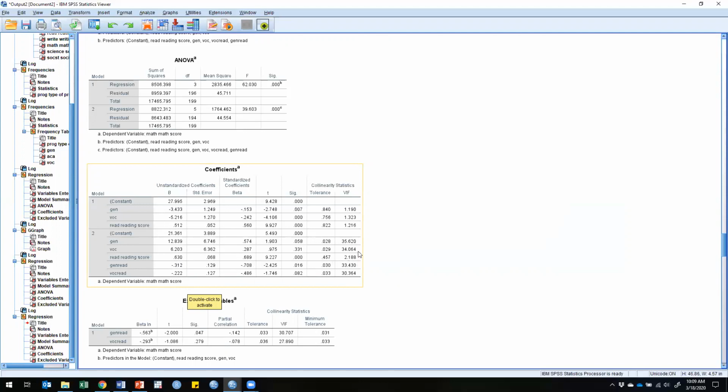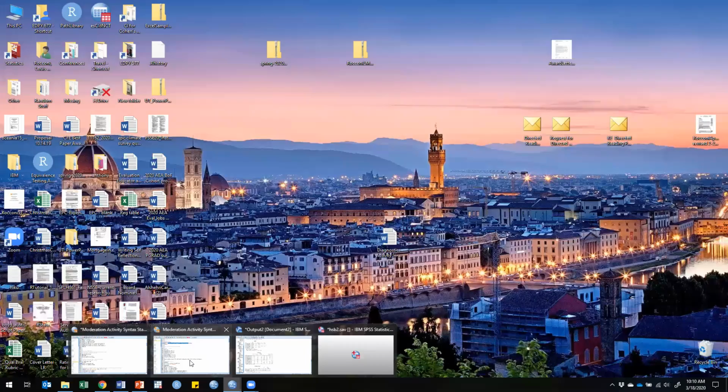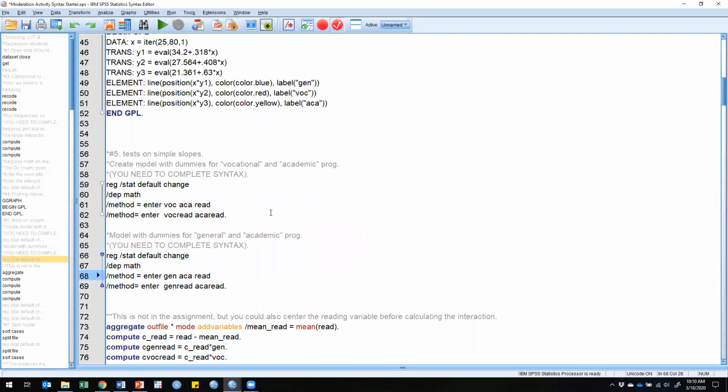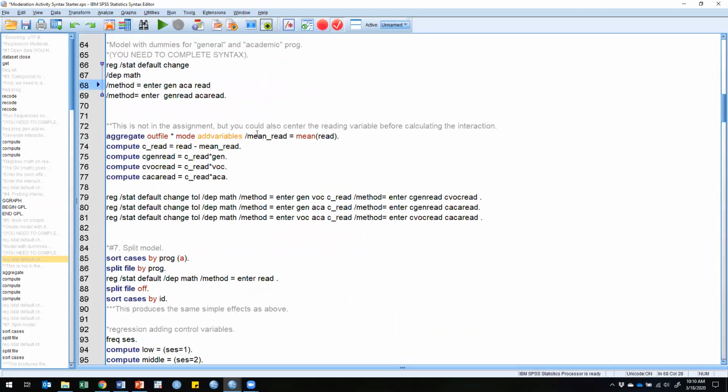What people will do to reduce the multicollinearity and to make some of these values more interpretable is they will center the variables before calculating the interaction terms. So let's look at that real quick. I think that's in the activity. Yeah, okay, so it's the next thing on here. Okay, good.